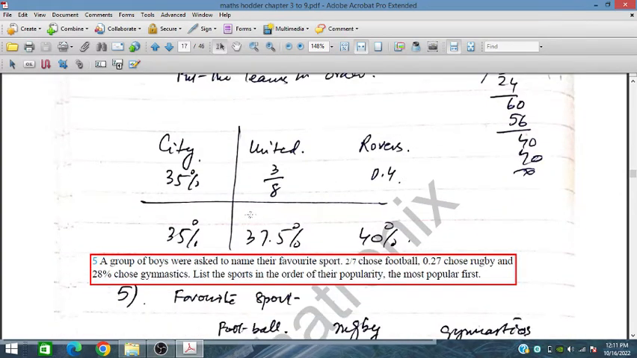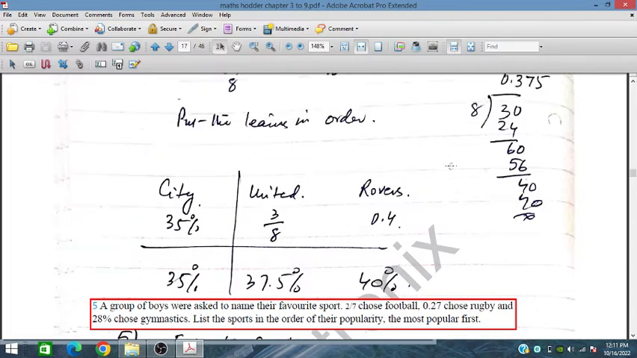35% is 35%, 3 by 8 is basically 37.5%, and this 0.4 is basically 40%. So we can see City have won 35%, United have won 37.5%, and Rulers have won 40%. So this is the order: 35%, 3 by 8, and 0.4. So this is the answer. This is a 1 mark question.